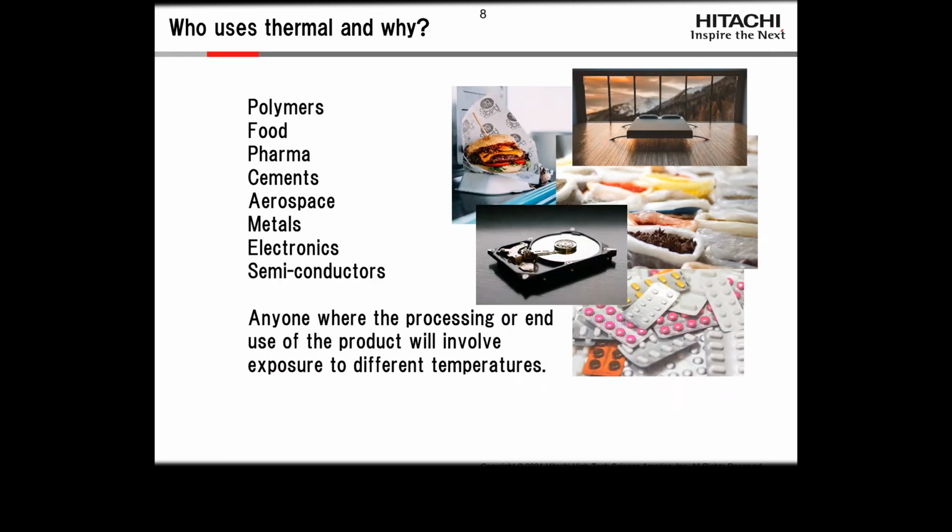People who use thermal run the whole range of things, from polymers to food and ceramics, cement, aerospace, metals. There's a wide range of materials that use it. Anybody who's involved in processing a material or where their product will be exposed to different temperatures. And this can be as subtle temperature differences as what you see over a day in the summer.